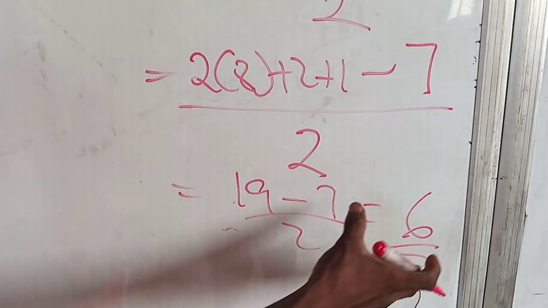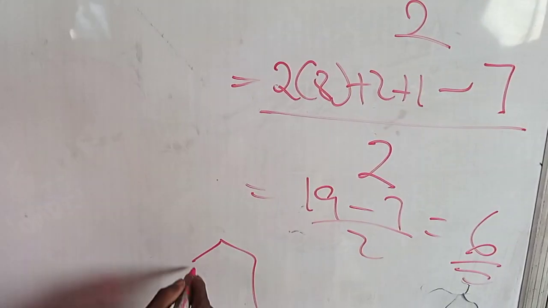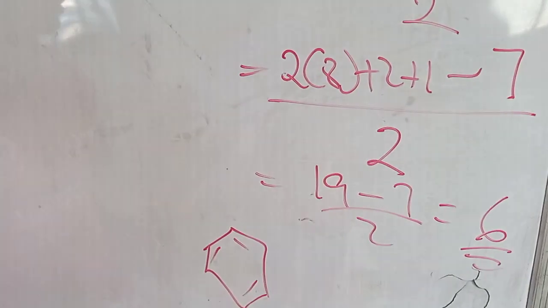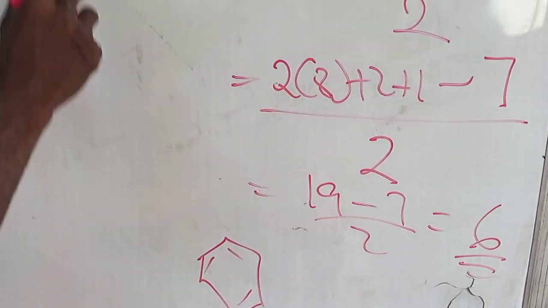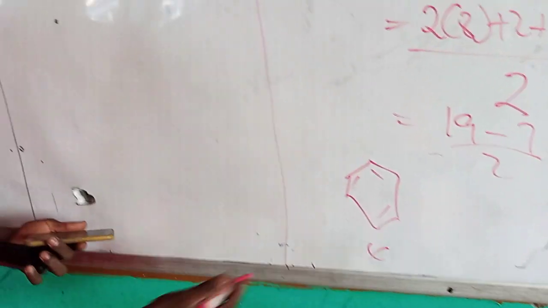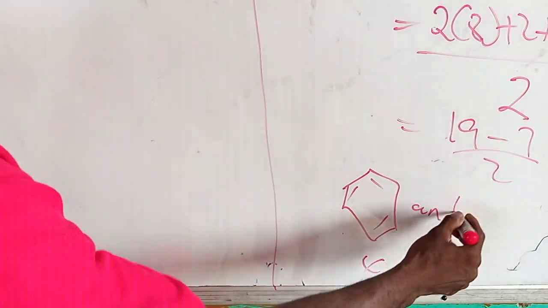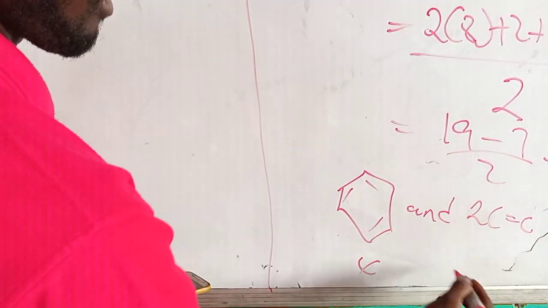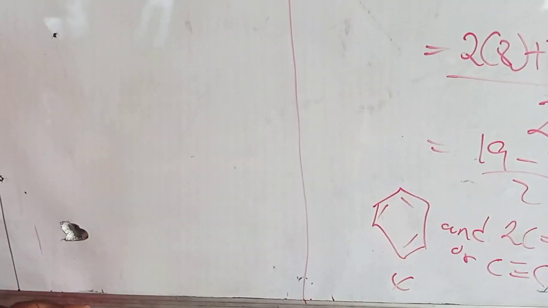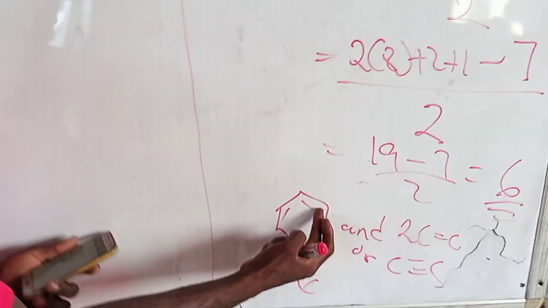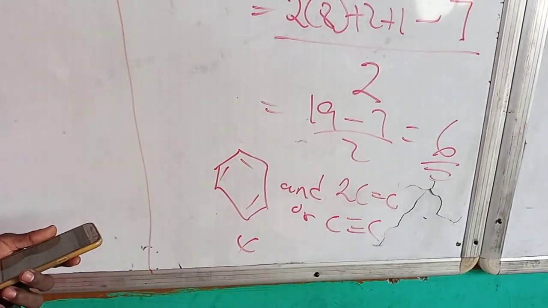Now when you have your DBE to be 6, 4 stands for benzene. So 6 means that we have a suspected benzene in our molecular formula, because benzene is 4. Alright, so we have benzene, and this is 4, leaving 2. It's either benzene and 2 double bonds, or a benzene and a triple bond. So these are the possible structures that we are expecting, the possible fragments.